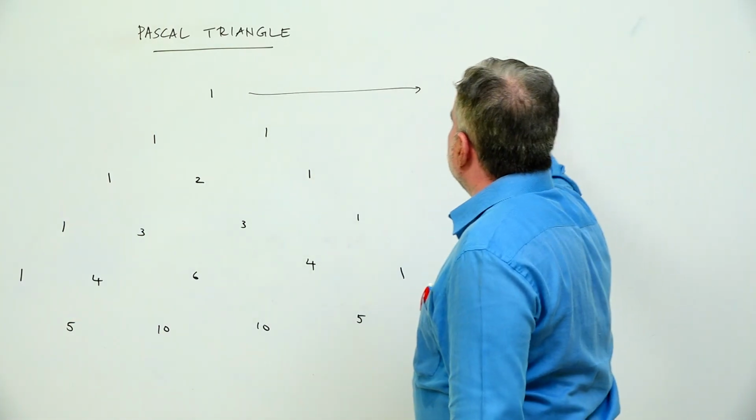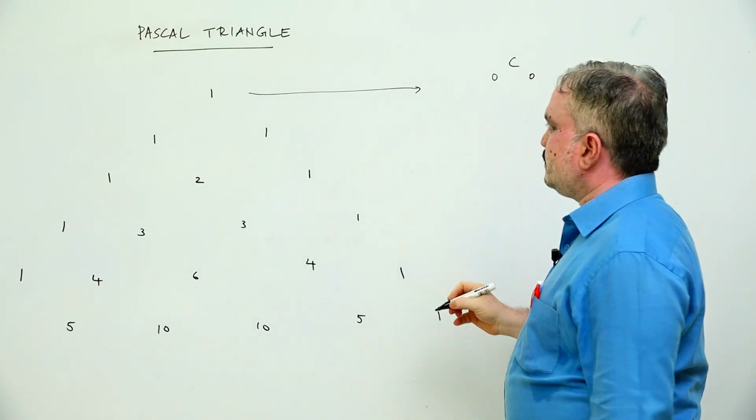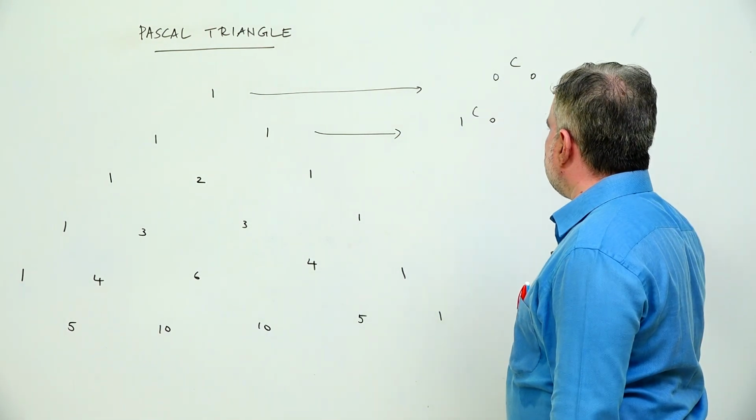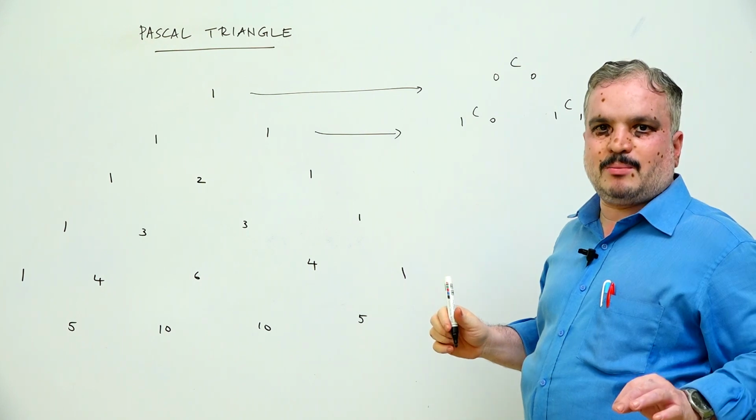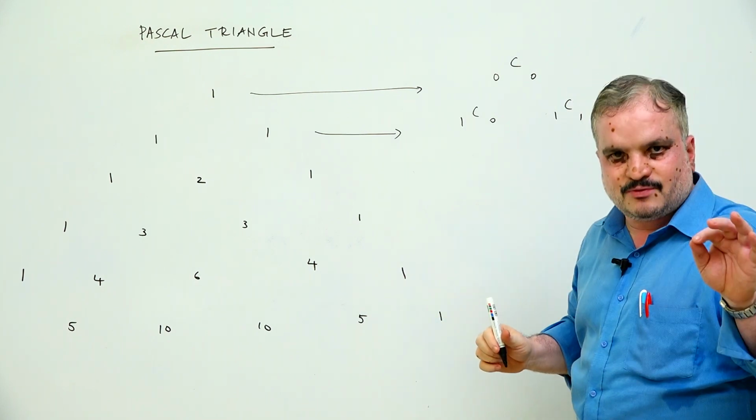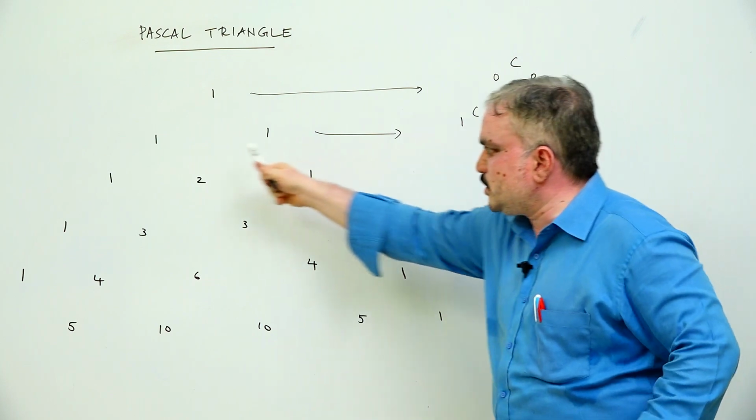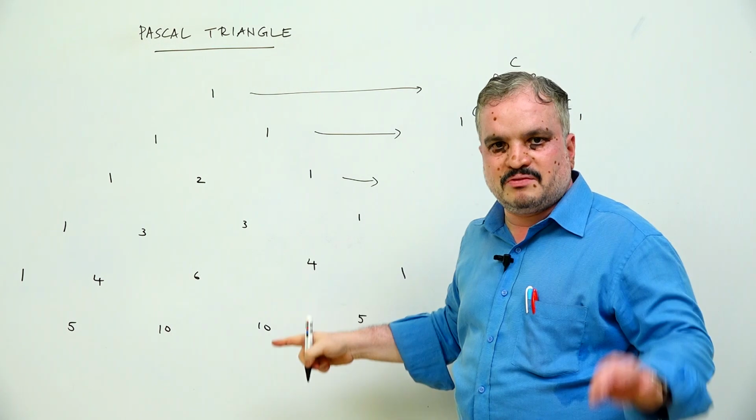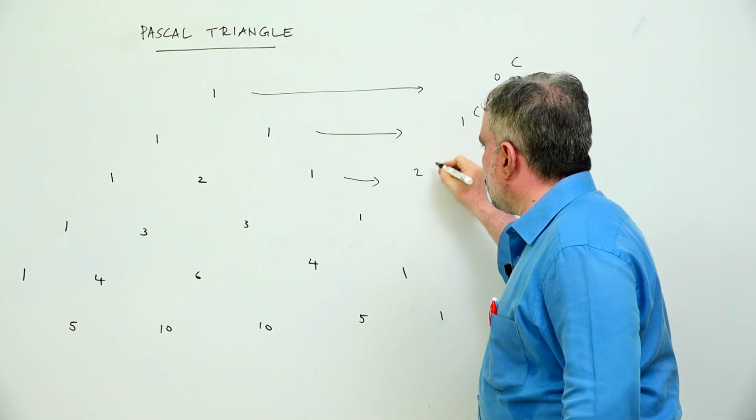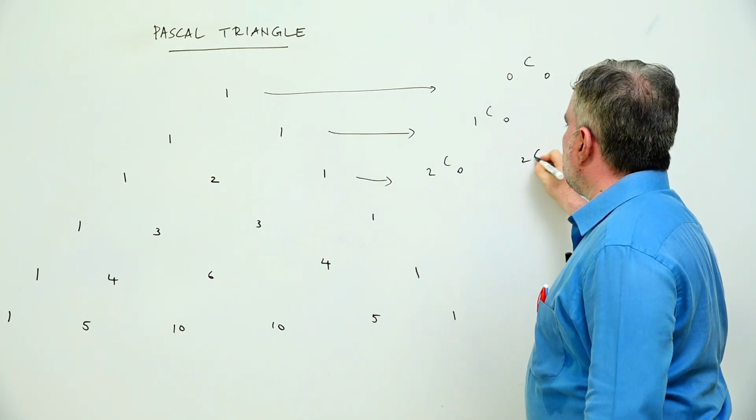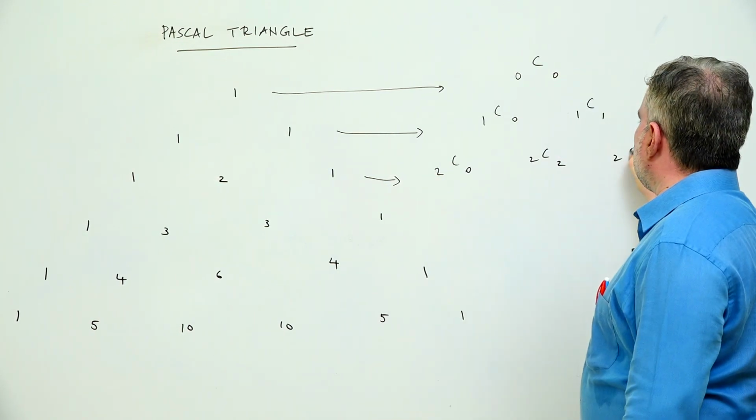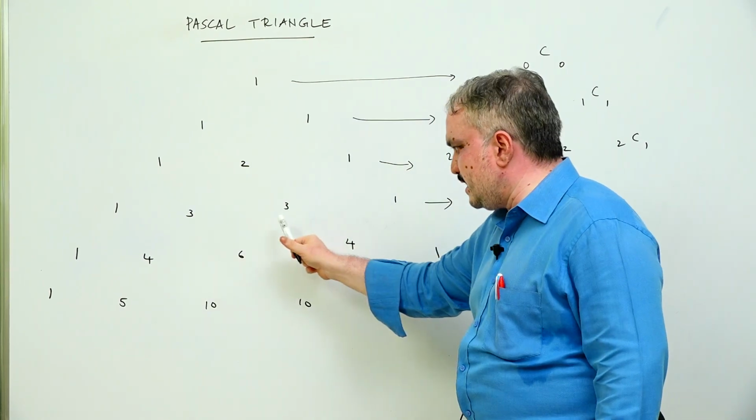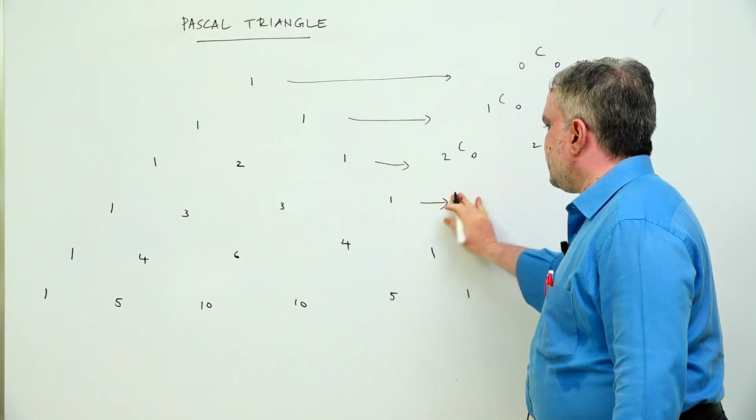We write 1 as 0C0. This row 1, 1 we write 1C0, 1C1. Using the nCr formula, n factorial divided by r factorial into n minus r factorial, we get 1C0 and 1C1 also 1. Here the binomial coefficients we write 2C0, 2C1 and 2C2. Similarly, we can write for the coefficients 1, 3, 3, 1.